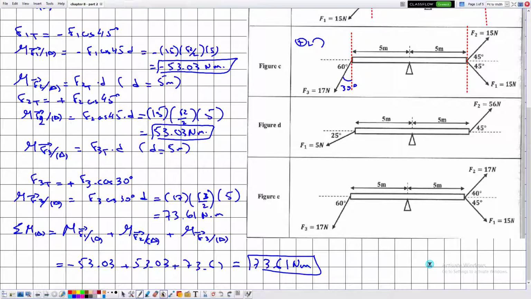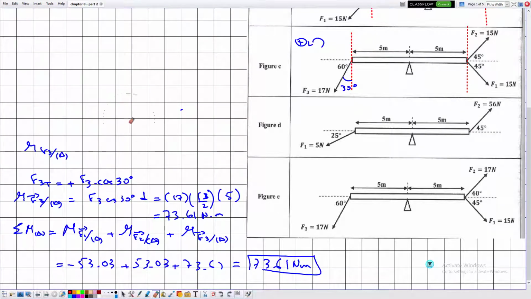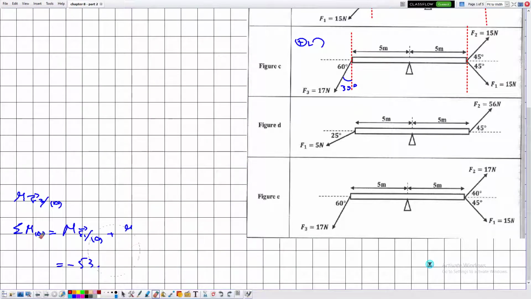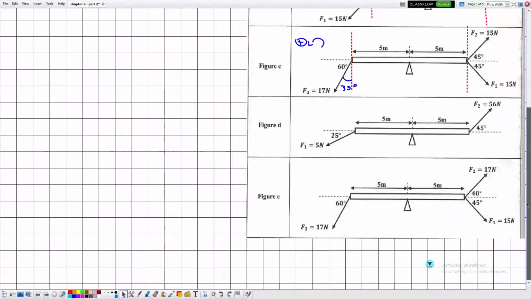So we have reached part 2 of chapter 8, which is the chapter of Newton's second law for rotation, and we were solving this exercise, which is exercise number 1, and it is left to complete figures D and E. In this exercise they are telling me to determine the resultant moment of the forces shown in the figures below. So we are in figure D.